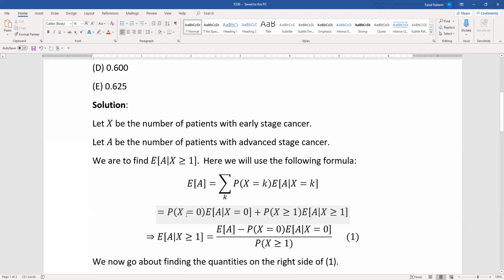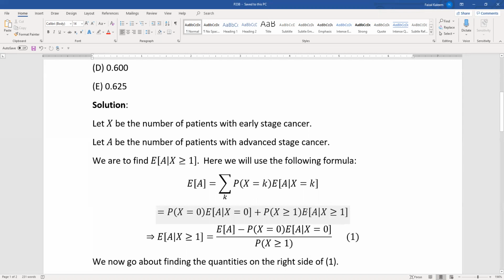You sum it like, so whatever we have written for X equal to 0, then you keep on adding such terms for X equals 1, 2, 3, 4. Here I have lumped together all these terms for 1, 2, 3, 4, and so on, because greater than or equal to 1 includes all of those. And we did it like this because this is what we have to find, expected value of A given X is greater than or equal to 1. That's why we wrote it in this form.